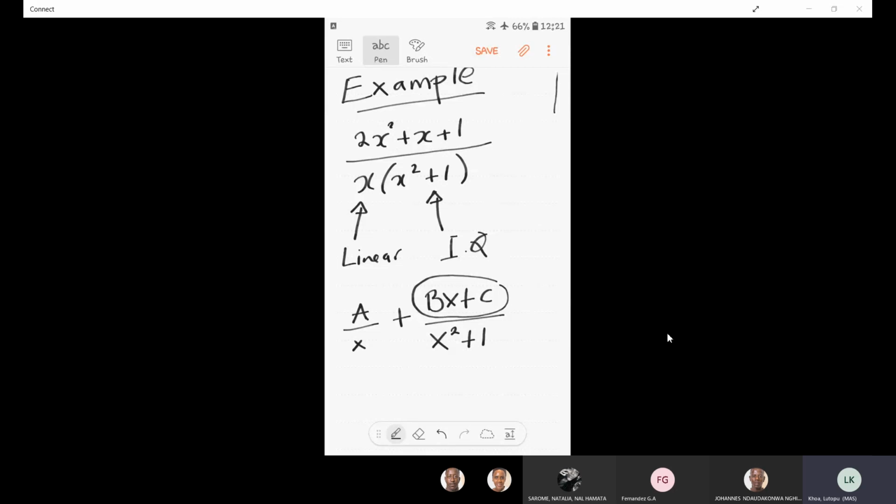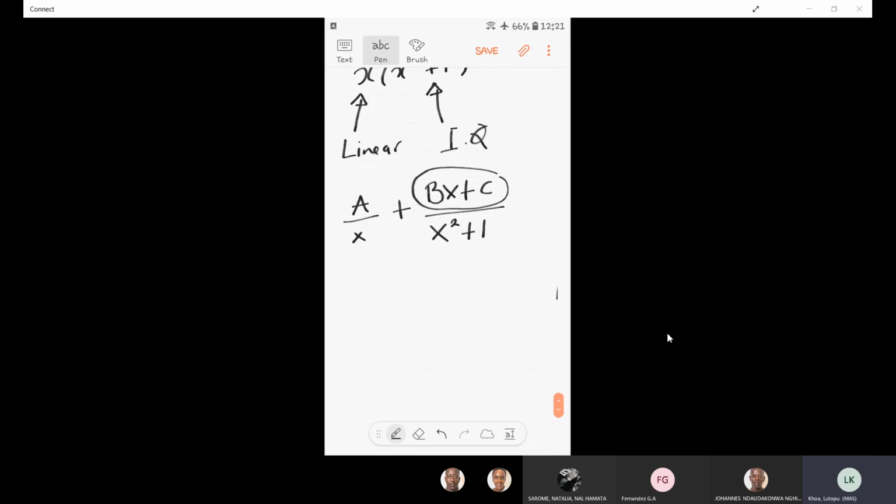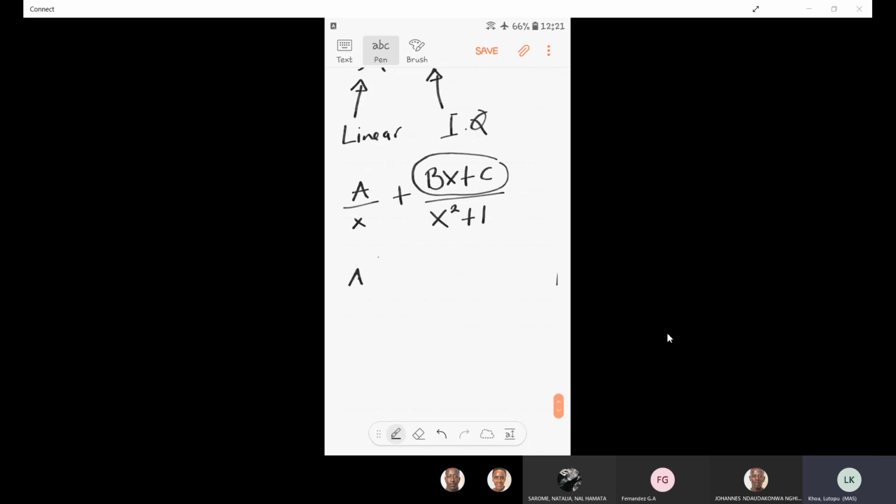Then I continue in the way that I always do. I have A times x squared plus 1. So I'm looking at my numerator. And then Bx plus C times x. That's what I will have in the numerator, and this is equal to the numerator of the original question, which is 2x squared plus x plus 1.